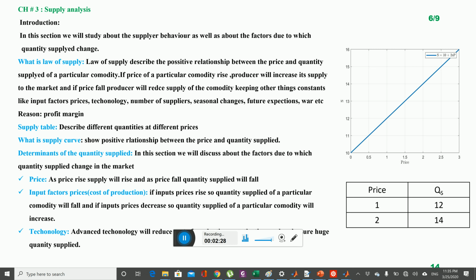The producer can hire more labor, more capital, more raw material, and he can increase the quantity supplied. So that is why there is a positive relationship between the price of any particular commodity and the quantity supplied of that particular commodity.